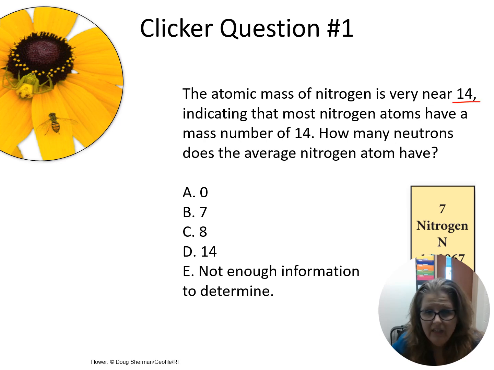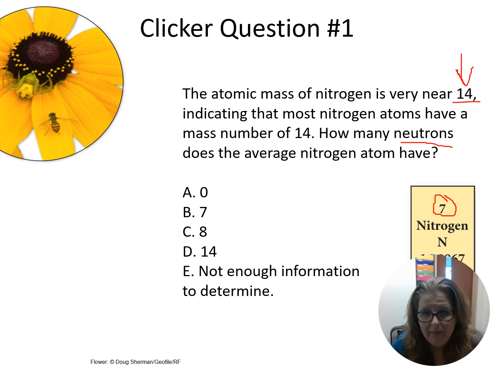And then, indicating that most nitrogen atoms have a mass number of 14, how many neutrons does the average nitrogen atom have? You can pause and work this out on your own, but remember, I know you can't really see the whole thing because of the way they put the video for me here, but the number you're missing in here is 14 and some decimal places, and we just need to use 14. So we know it has an atomic mass of 14. We also know that its atomic number is 7.